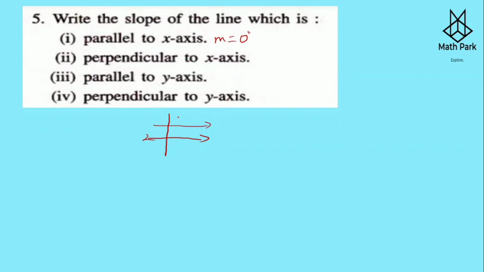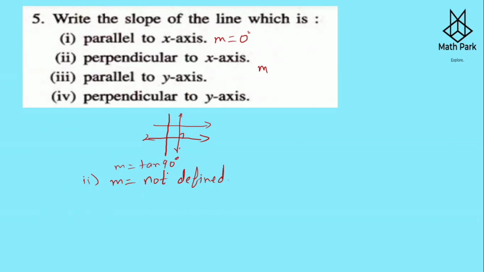When the line is perpendicular to the x-axis, that means it is parallel to the y-axis, and then the slope is not defined. So for the second case, your slope is not defined. Remember, the line which is perpendicular to the x-axis is parallel to the y-axis, and the slope is not defined. Why? Because m is equal to tan 90, and tan 90 is not defined.